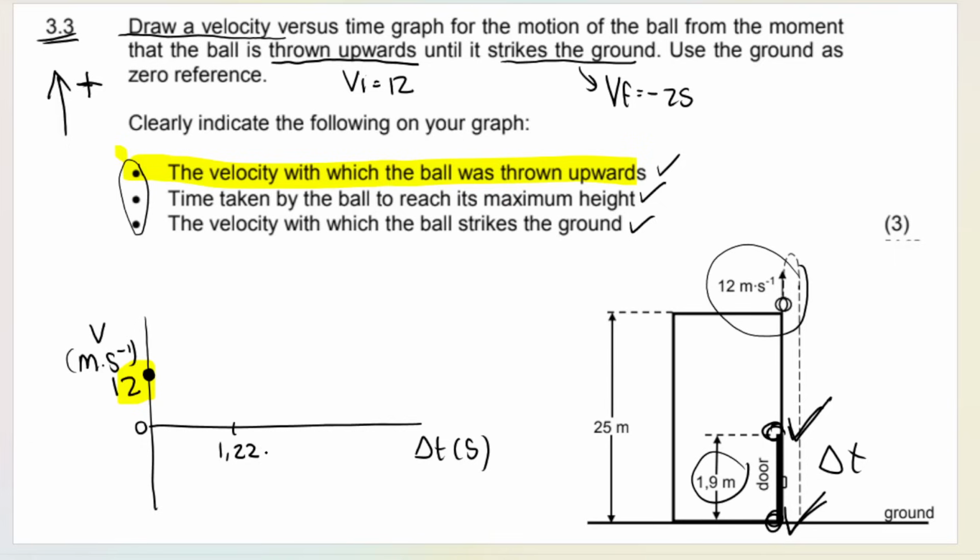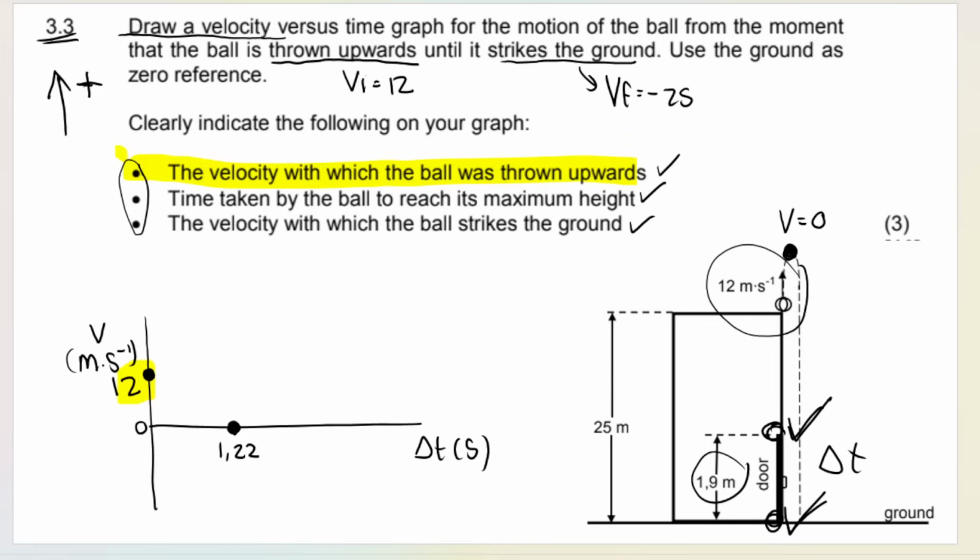Now think about this, grade 12s. What was the velocity of the ball when it reached its maximum height? Remember, you need to learn that at its maximum height, the velocity of the ball is 0. So we're going to draw a dot here on 0 velocity. It took 1,22 seconds. That's why my dot is on 1,22, and read to the left, my velocity is 0. We'll join the dots now, but let's just carry on.